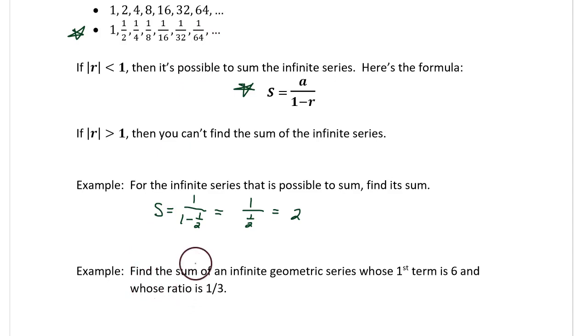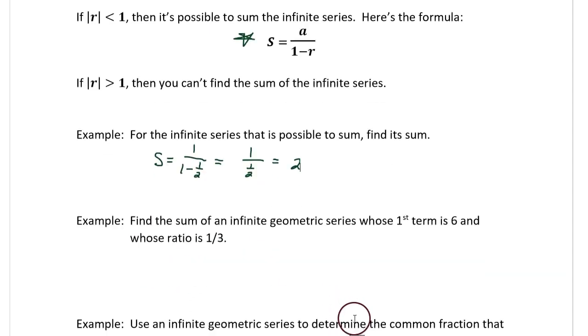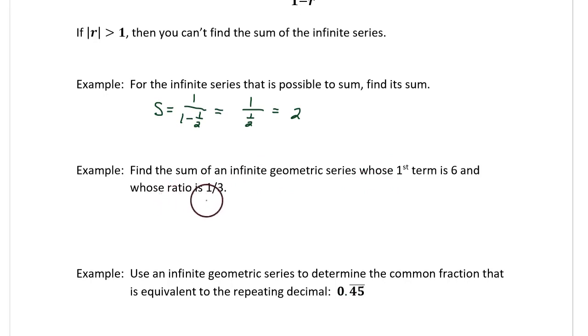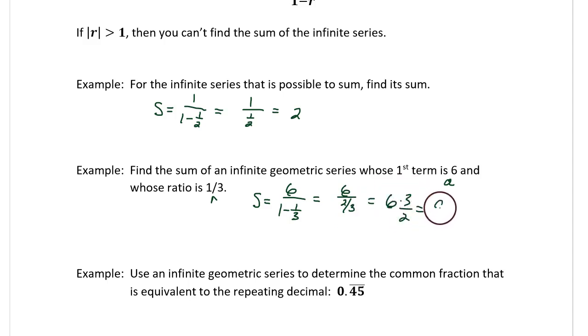Second example, find the sum of an infinite geometric series whose first term is 6 and whose ratio is 1/3. So we know the value of a and we know the value of r. And the absolute value of r equals 1/3 is less than 1. So it is possible to find this sum. Let's use the formula. S equals, now the first term, and then 1 minus the value of r. So this is 6 divided by 2/3, which is equivalent to 6 times 3 over 2, and that's equal to 9.